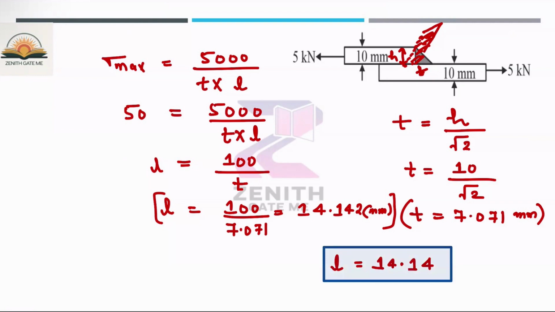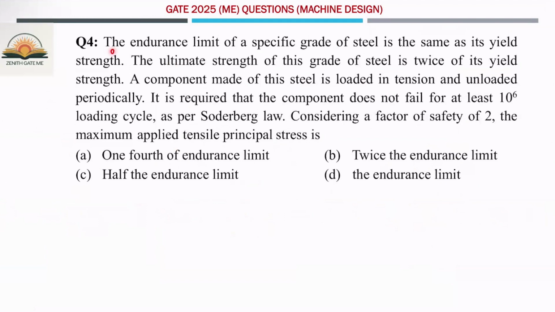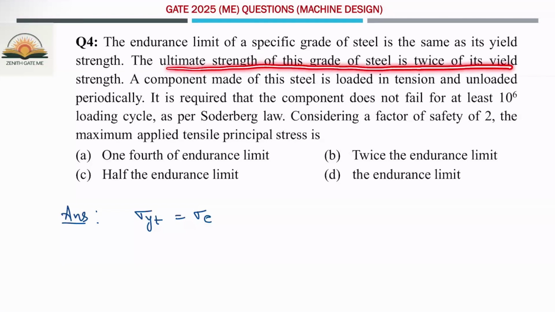So the last question which came from this machine design subject in the GATE. What is the question? The endurance limit of specific grade of steel is same as the yield strength. Okay, that means what is the data given? The yield strength is equal to the endurance limit. The ultimate strength of grade of steel is twice of the yield strength. Okay, the ultimate strength is twice of the yield strength.